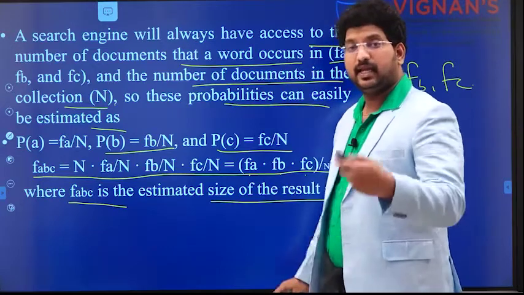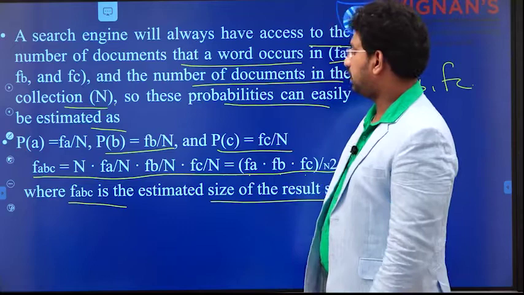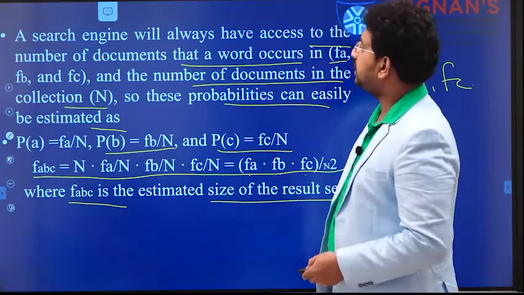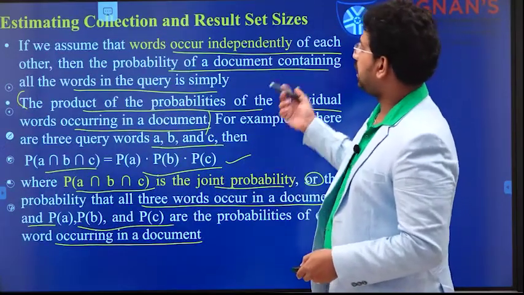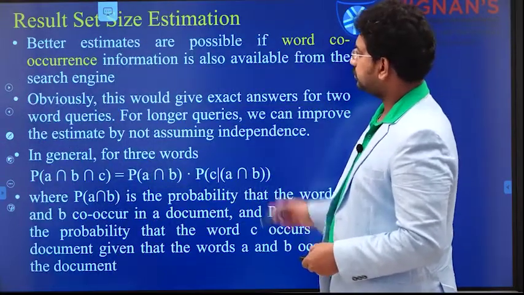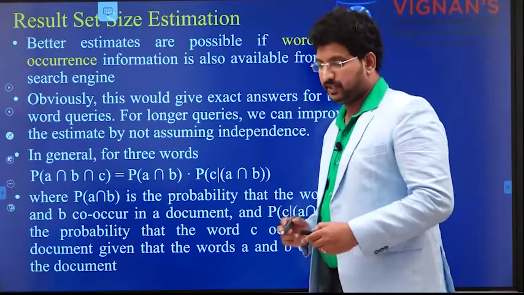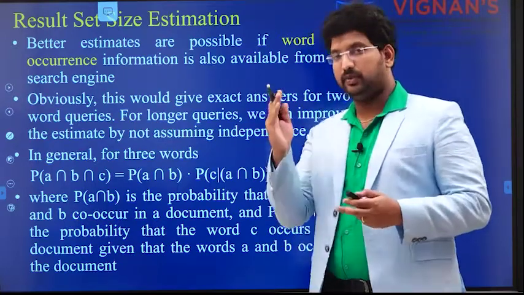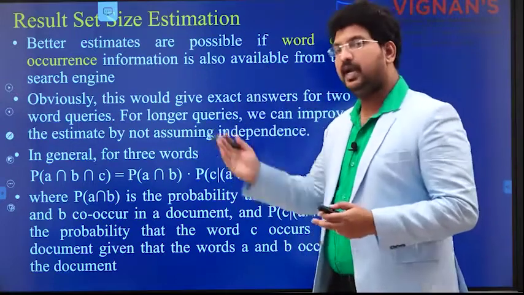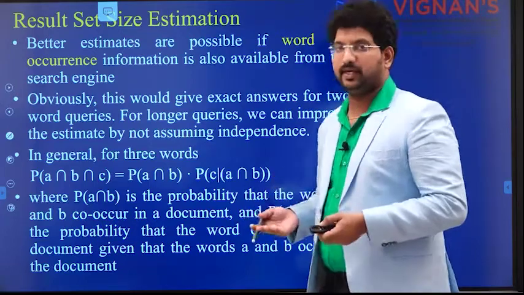FABC is the estimated size of the result set. So this is about estimating collection and result set sizes. And here one more point you come to find. Up to now we are just thinking about how the words, if they come individually and as part of the estimated result set collection, what you are going to retrieve.